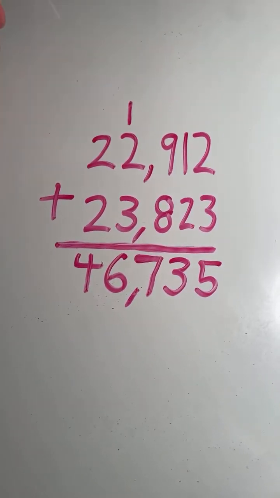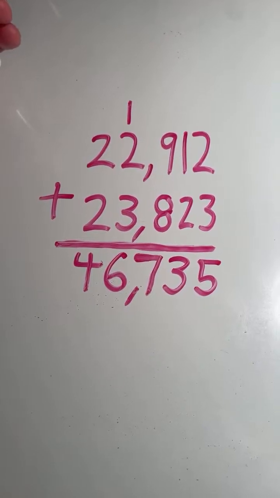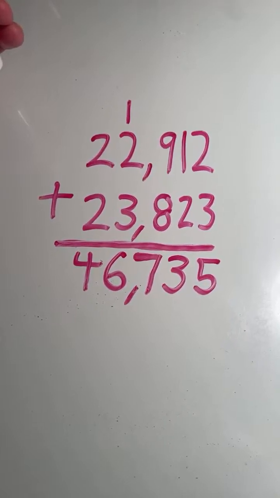And we have our final answer, 22,912 plus 23,823 equals 46,735.